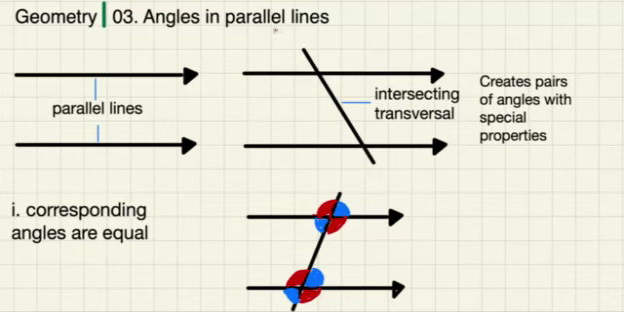Angles in parallel lines. Parallel lines are lines that run alongside each other, but they never meet. They never intersect. So some lines, for instance, run like that, and then they eventually intersect at some point. With parallel lines, they never intersect, so they never meet.